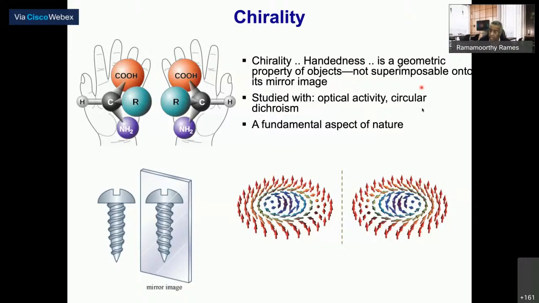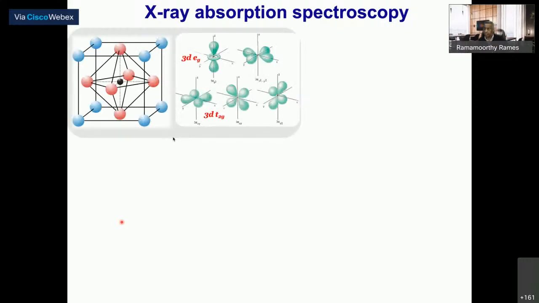And typically, you would do it with optical measurements, circular dichroism. Here's an example of skyrmions, or an example of a screw, which is also a handed object. Okay, now how does one go about measuring it for these things? I'm going to take you very quickly through X-ray absorption spectroscopy.